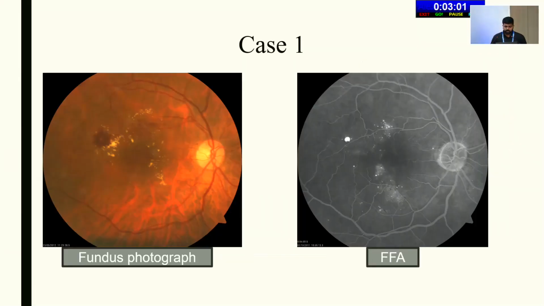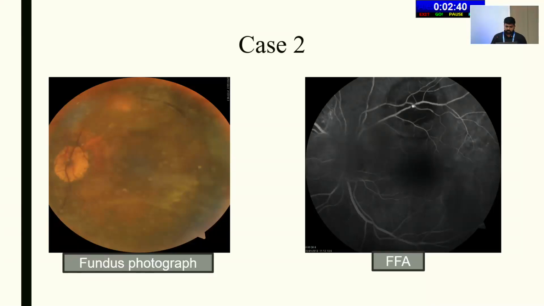Coming to case 1, on the fundus photograph we can see the supratemporal involvement with hemorrhage and exudation, with fundus fluorescein angiography revealing the aneurysmal dilatation as hyperfluorescent areas with focal areas of leak near the macula. And this is case 2.